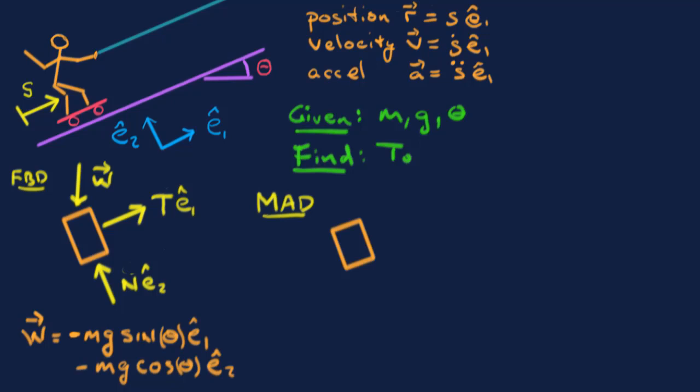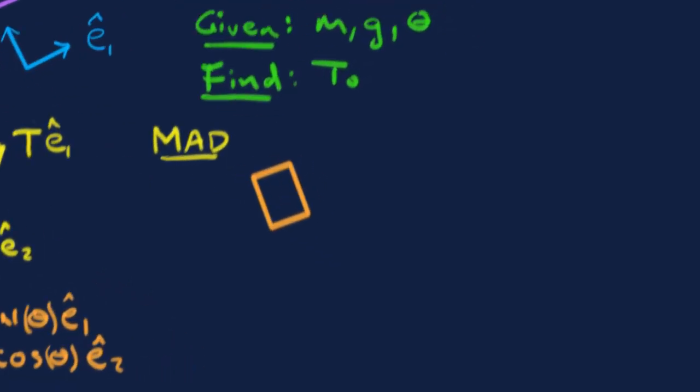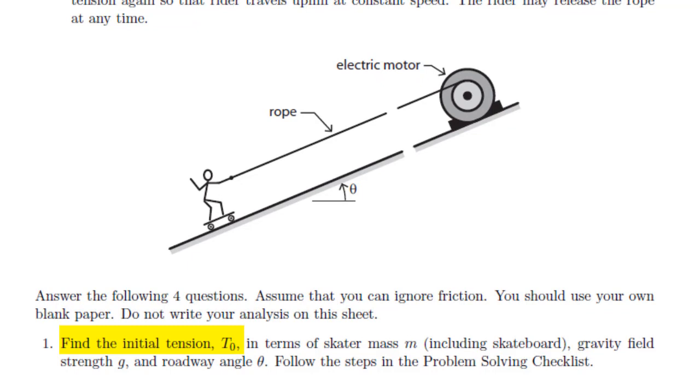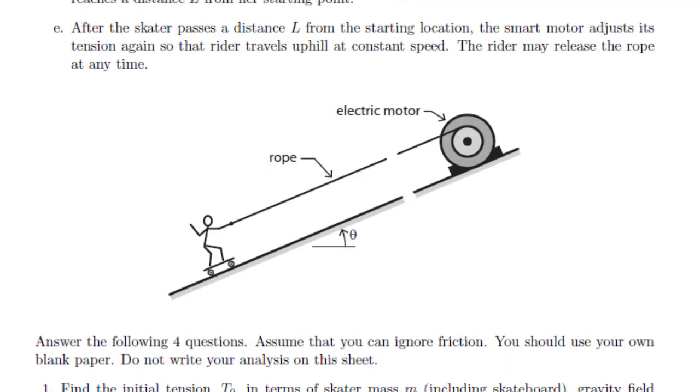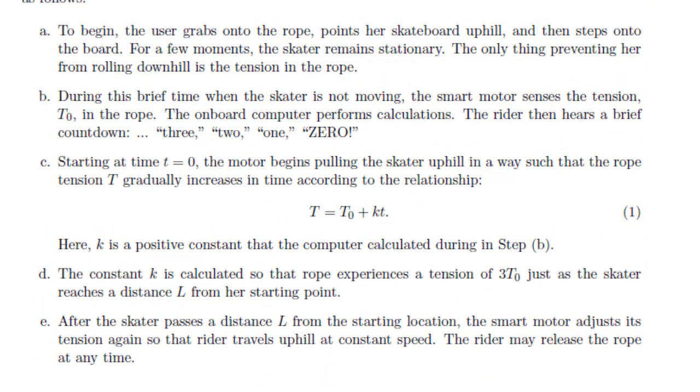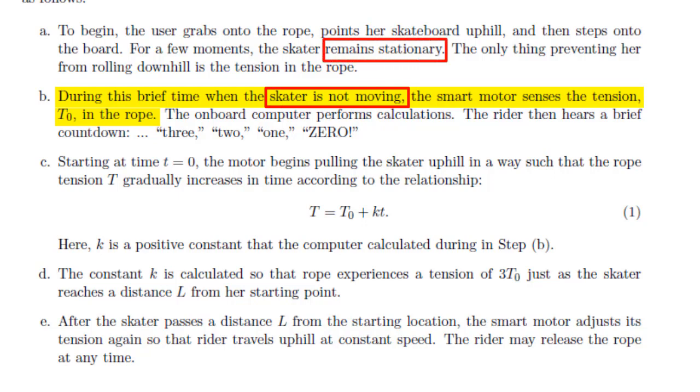Now the next thing we're supposed to do is draw the mass acceleration diagram. That's the next step in our problem solving checklist, right? As we do, let's actually go back to the problem statement itself. We're supposed to find T0, the initial tension in the rope. What's T0? T0 is the tension we have in the rope when the skater is not moving, right? When the skater is stationary. That's what the problem says.